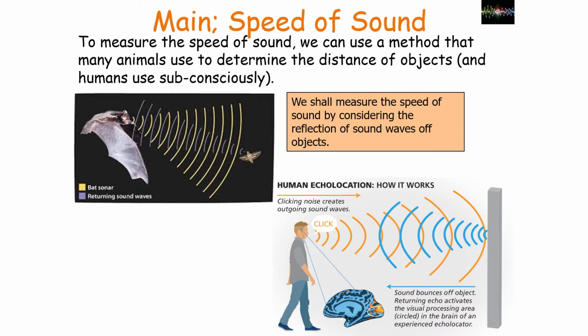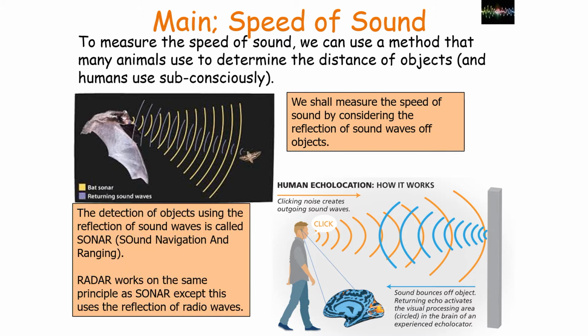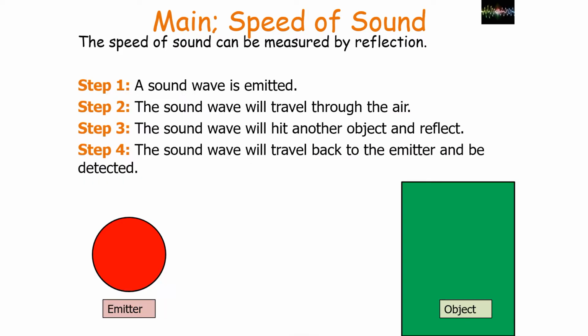So to measure the speed of sound, we can use a method that many animals use to determine the distances of objects, and humans also do this subconsciously, which is called echolocation. So you do this by measuring the speed of sound when considering the reflection of sound waves off objects. Now the detection of objects using the reflection of sound waves is called sonar, sound navigation and ranging, whilst radar works on the same principle as sonar, except this uses the reflection of radio waves, not sound waves.